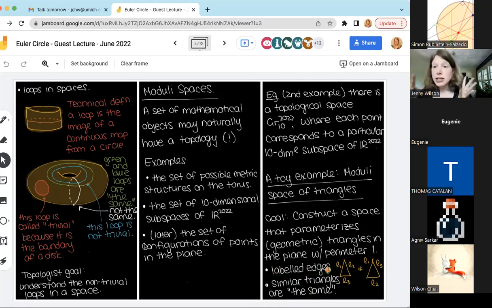Okay, so our goal is to construct a topological space where each point in the space corresponds to a triangle that has perimeter 1 and has edges L1, L2, and L3.